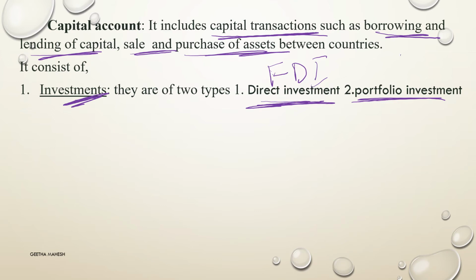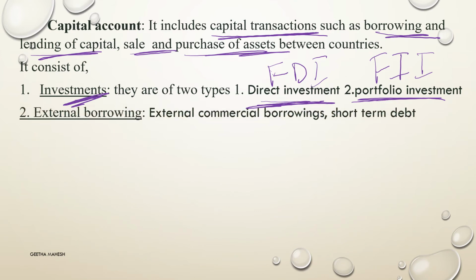Portfolio investment is where the investors will not take active participation in the managerial activities. Example, foreign institutional investment, FII. Foreign institutional investment, we call it as portfolio. Offshore funds are the good example for portfolio investment.